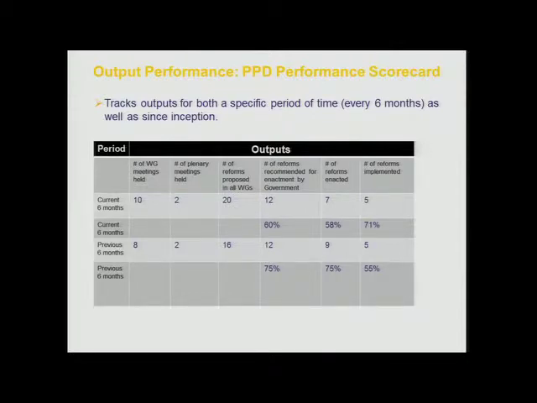And you can look at the number of working group meetings that were held, the number of plenary meetings that were held, the number of reforms proposed in all of the working groups, the number of reforms recommended for enactment by the governments, and the number of reforms that were enacted, and the number of reforms implemented. So that gives you, for the current 6 months, some kind of an idea of the effectiveness of the PPD in terms of producing reform proposals and having those reform proposals adopted.